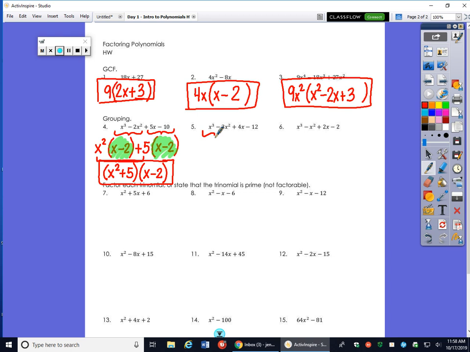Okay, number 5, first 2 and the last 2. First 2 have an x squared in common, leaving you with x minus 3. The second 2 have a 4 in common, leaving with x minus 3. So notice the insides are the same, so now these 2 get put together, x squared plus 4, and then you have to put in x minus 3 as the answer also.